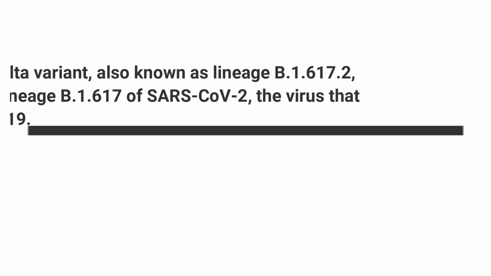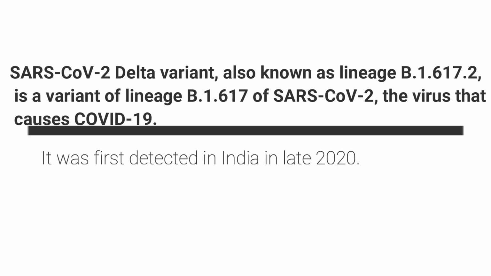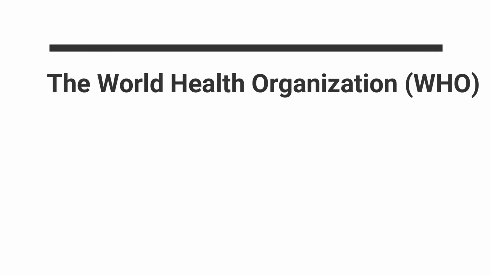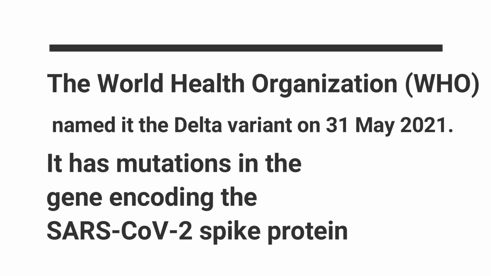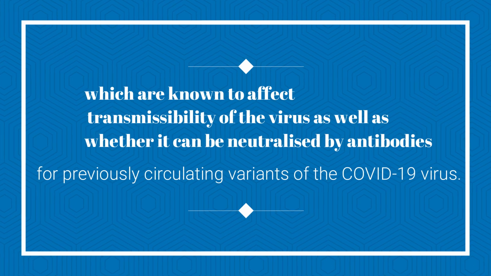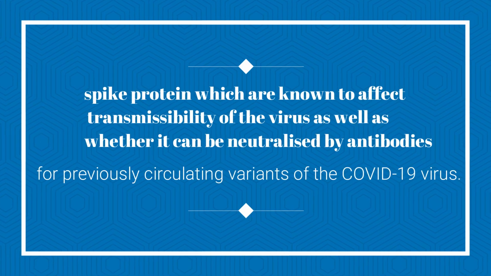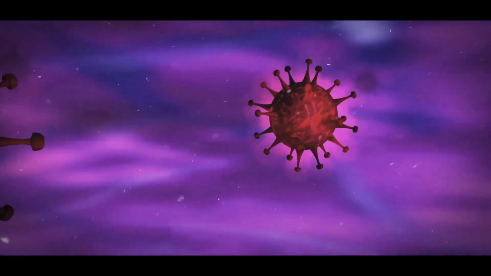Fourth, the Delta variant. SARS-CoV-2 Delta variant, also known as lineage B16172, is a variant of lineage B1617 of SARS-CoV-2, the virus that causes COVID-19. It was first detected in India in late 2020. The World Health Organization named it the Delta variant on 31st May 2021. It has mutations in the gene encoding the SARS-CoV-2 spike protein, which are known to affect transmissibility of the virus as well as whether it can be neutralized by antibodies for previously circulating variants of the COVID-19 virus.